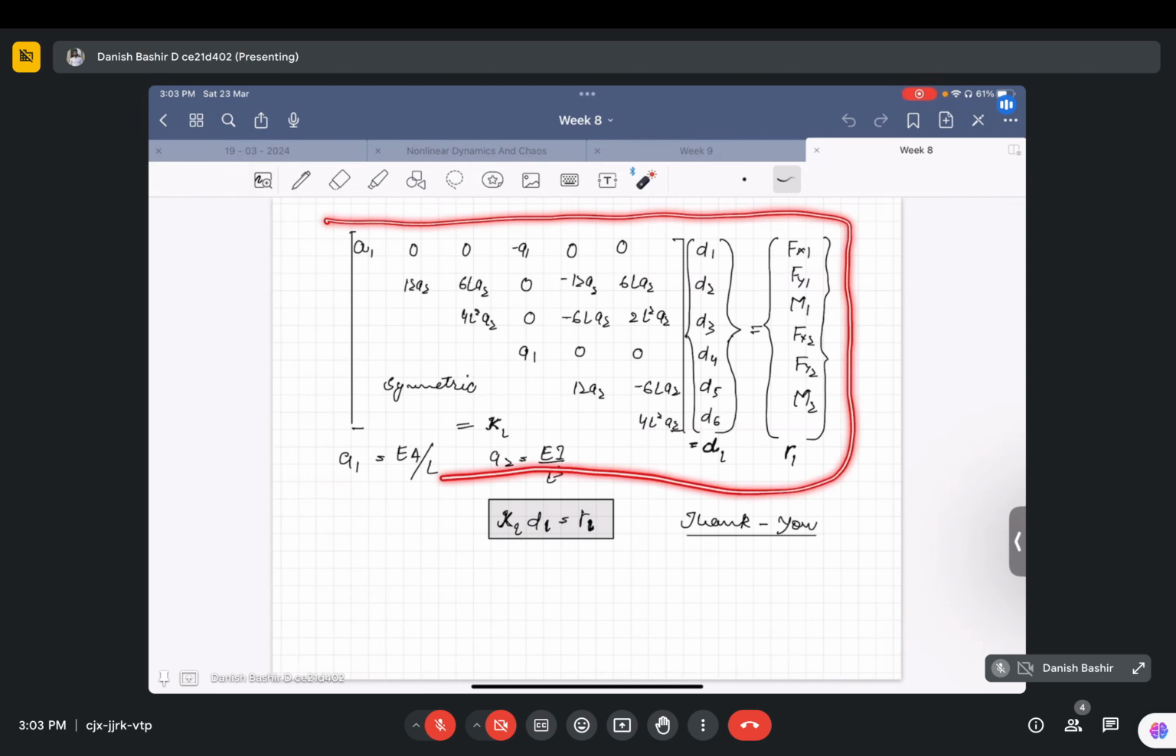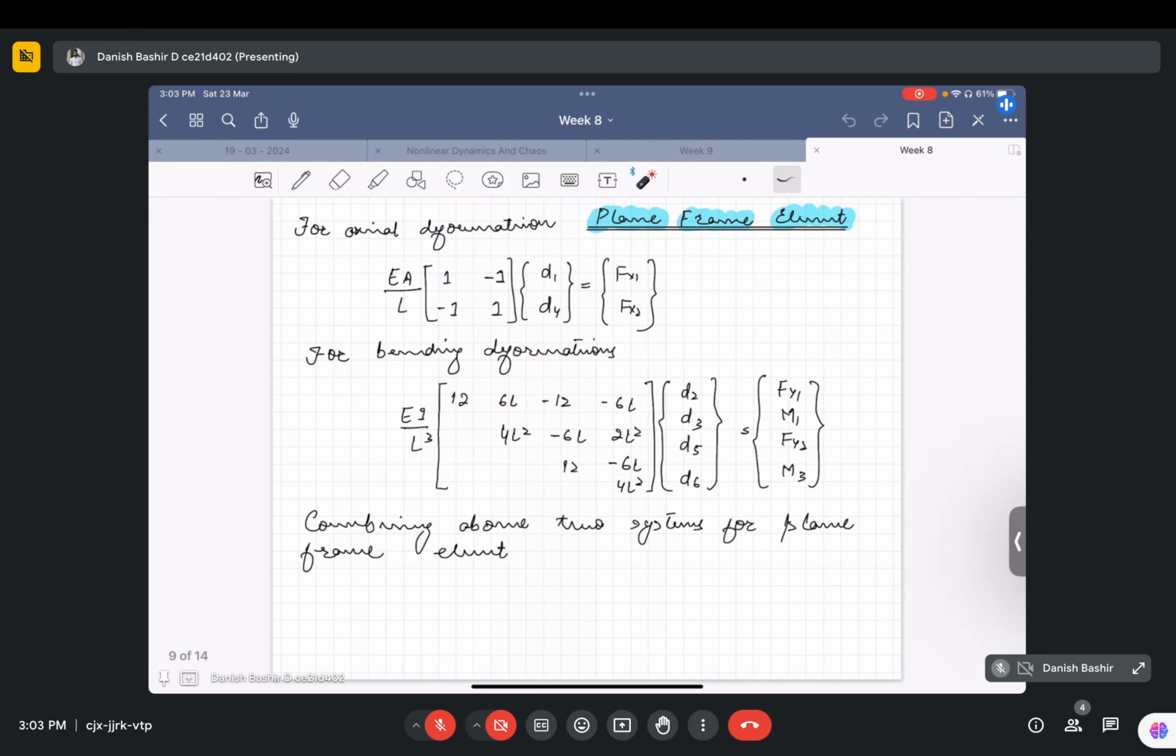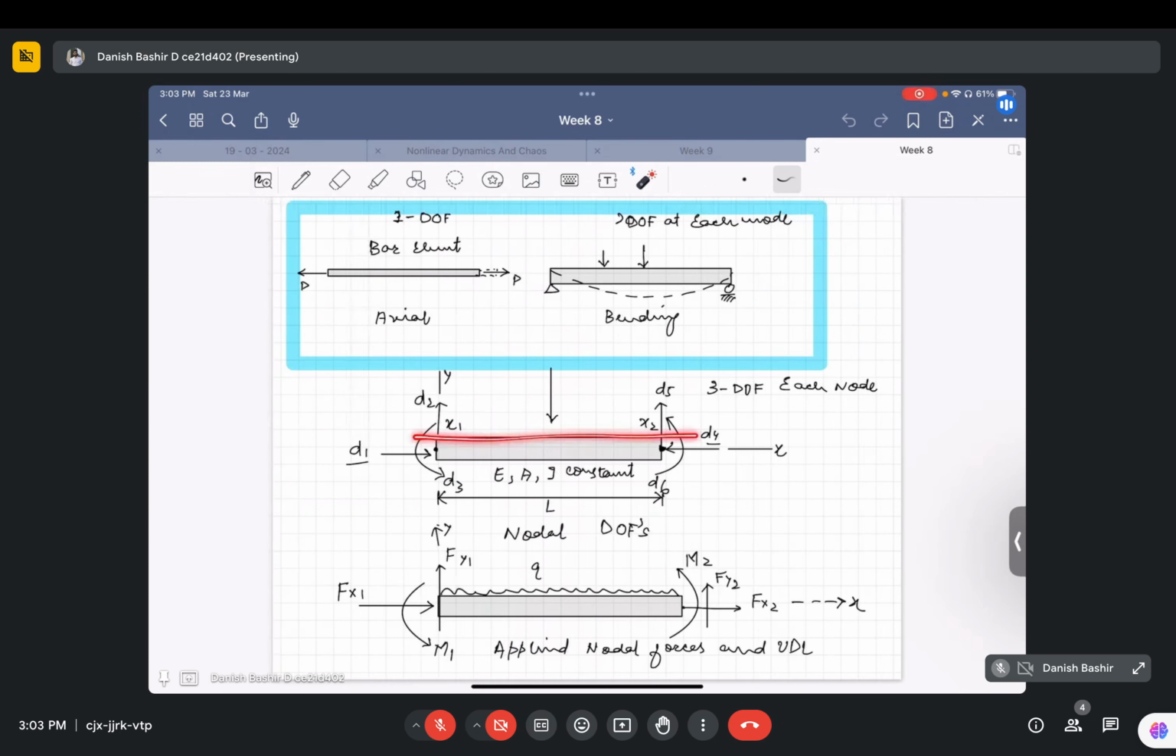was not inclined, which had an inclination of 0 degrees with respect to the global coordinate system. The plane frame element was oriented like this only. So what happens if our global coordinate system is like this and the plane frame element is like this, having some inclination theta? We have to see those things as well.